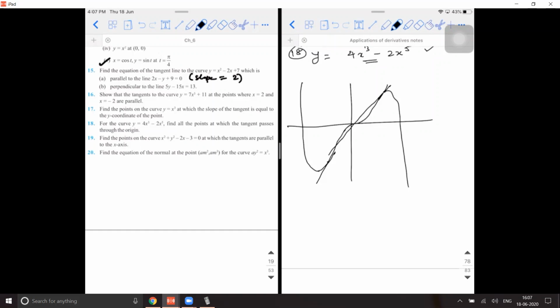How do I proceed? Let me take the point like this. Let the point on the curve be x1 comma y1. I'm taking one point. So what is going to be the value of dy by dx at x1 comma y1?